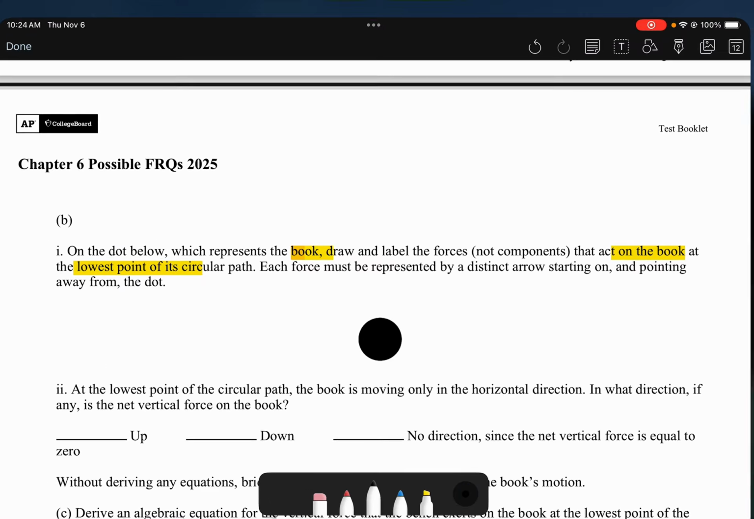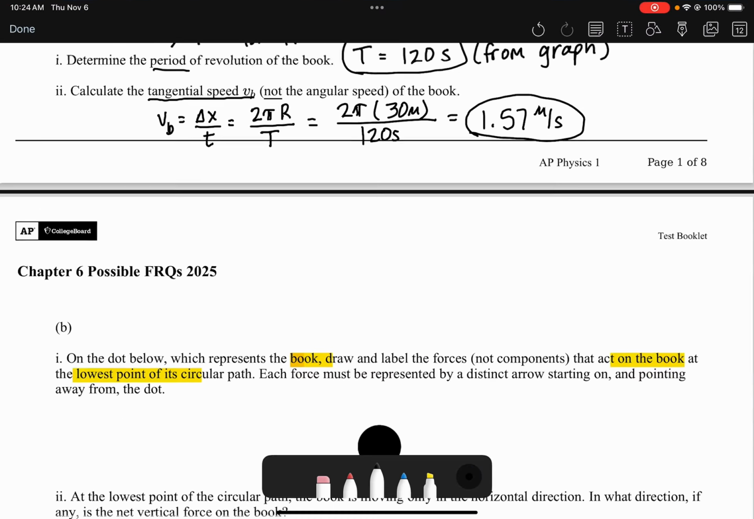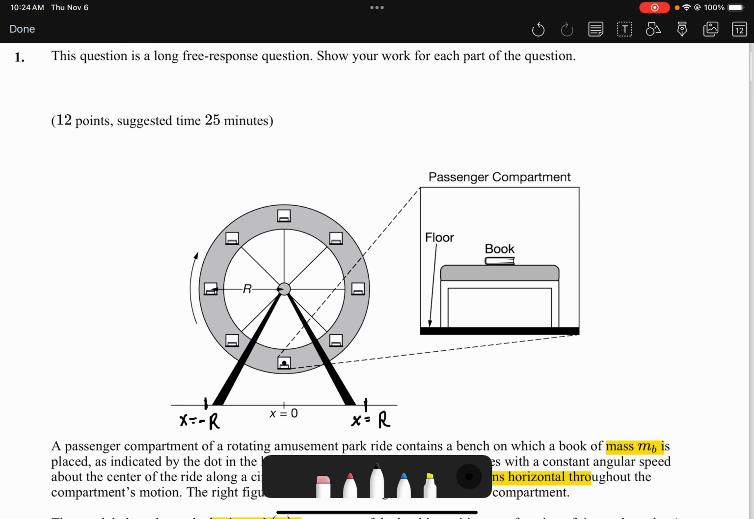Now, if I go back up to the first page here and I look at the forces on the book, it is not attached to the top of anything. So the book is sitting on the bench. So the book has weight and the book has a normal force. And if we're looking at this position right here, the book has weight and the book has normal force.